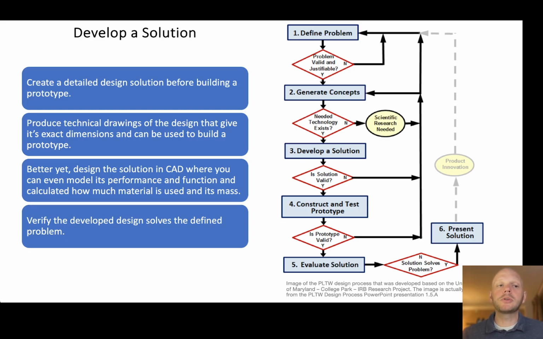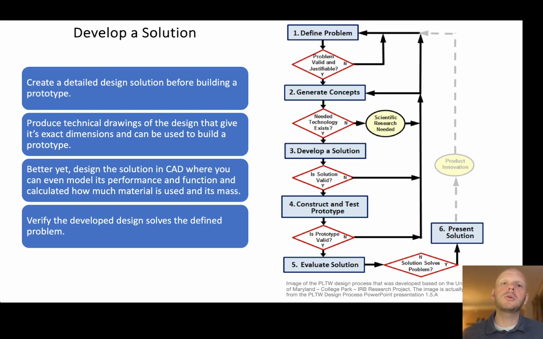Then you're going to develop a solution, and this is when you take that decision matrix and you've come up with your best idea. Now you actually need to plan out the exact details of that best idea, that solution. This is going to include technical drawings so that you can build this prototype. Those technical drawings are going to have exact dimensions on it. They're going to define the materials that it's going to be made out of. Better yet, you can design it in CAD.